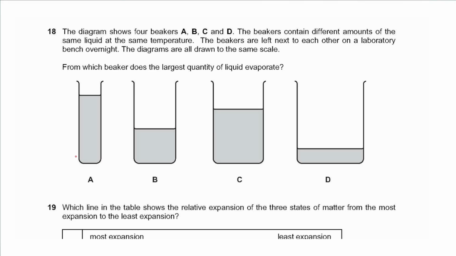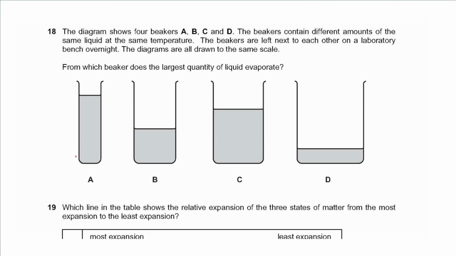The beakers contain different amounts of the same liquid at the same temperature. The beakers are left next to each other on a laboratory bench overnight. The diagrams are all drawn to the same scale. From which beaker does the largest quantity of liquid evaporate?